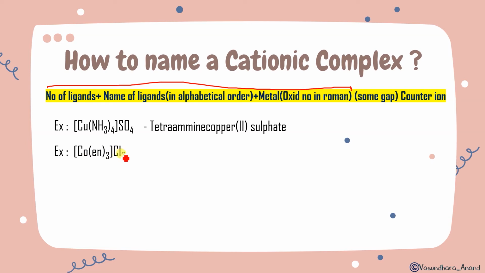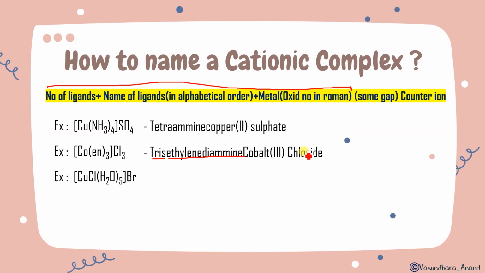It will be 3, and then chloride. We will not mention the number of the counter ion or the number of the metal. Whatever metal numbers are written here, we will not mention them. So you can see that tris is for 3, ethylenediamine for en, and then cobalt, and then the oxidation number, and then I left some gap over here, and the Cl is chloride. We didn't mention the number, and you are also not supposed to mention the number. Got it?